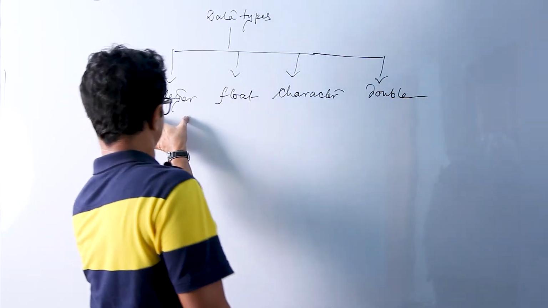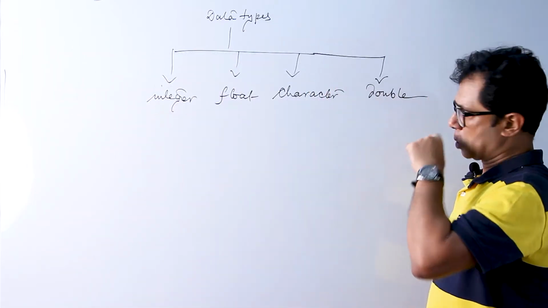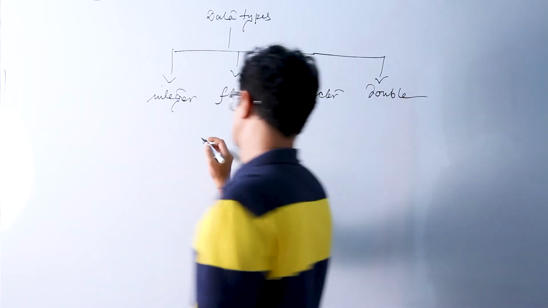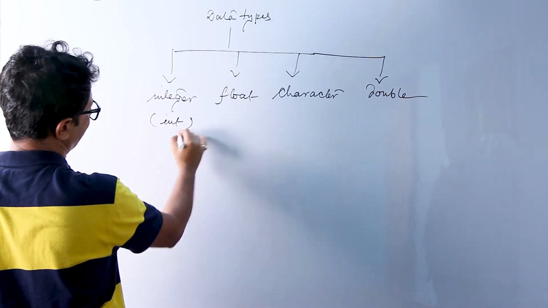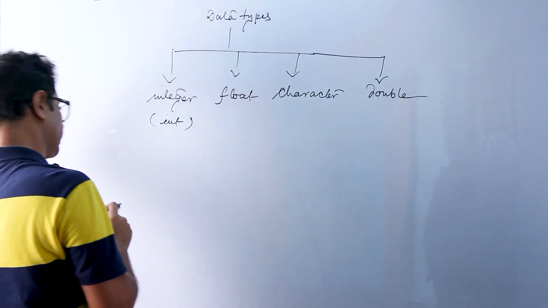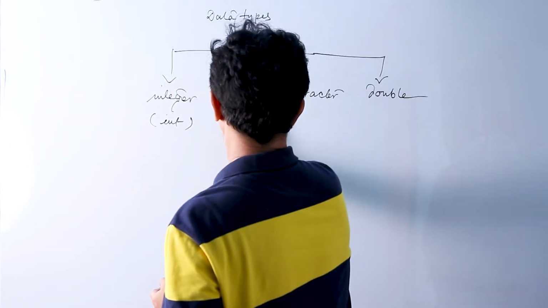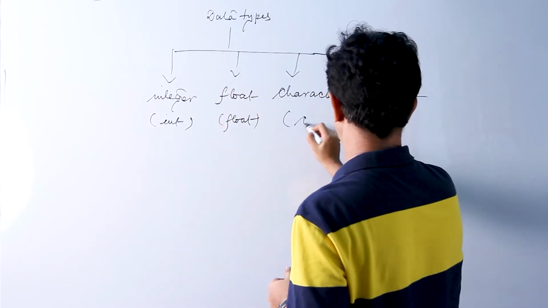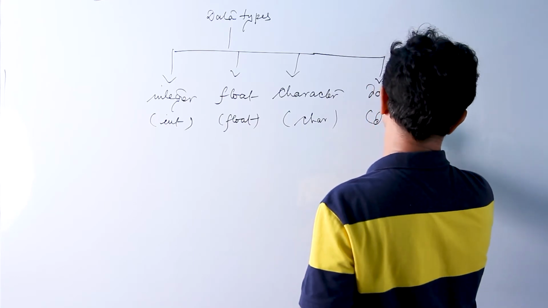The integer data type represents integer values. It has a short form, int. When we declare integer variables, we write int before them. For float, we write float; there is no short form for float. For character, we have a short form, char. For double, we have to write double.